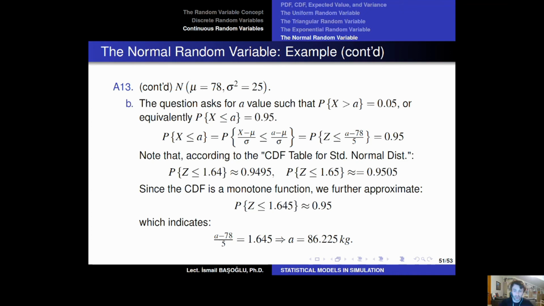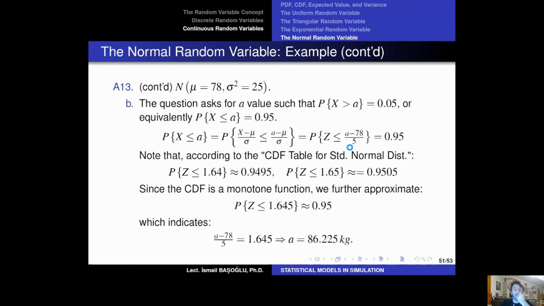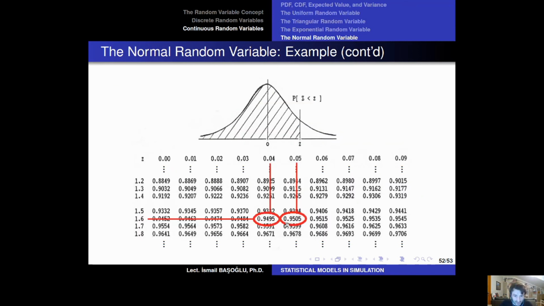Now, what we are going to do is search the CDF table for the standard normal random variable for a 0.95 probability. So this time we are going to search through the probabilities because we are doing the inverse operation here. We are going to search for a probability and we are going to come up with the threshold value. So for which value do we get the 0.95 cumulative probability?